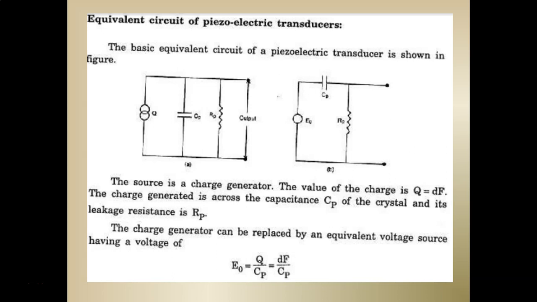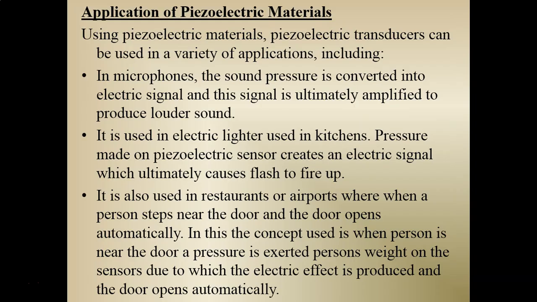Equivalent circuit of the piezoelectric transducer is shown in the figure. So the source is a charge generator. The value of the charge is Q equal to F into D. The charge generated is across the capacitance Cp of the crystal and its leak resistance is given as Rp. The charge generator can be replaced by an equivalent voltage source having a voltage of E naught equal to Q divided by Cp. Q, already we have seen, is F into D, so it is given as F D divided by Cp. That's what we had already seen in the previous expressions.